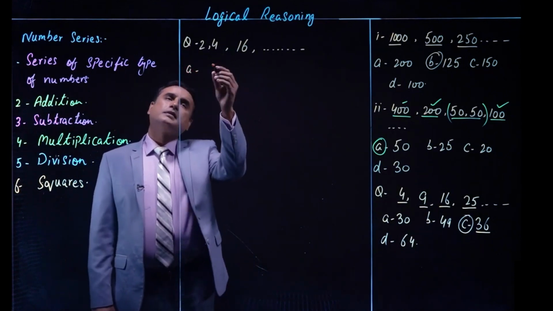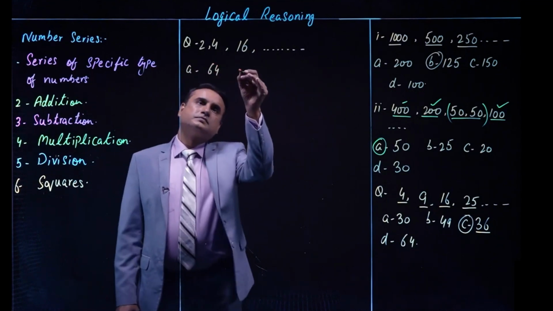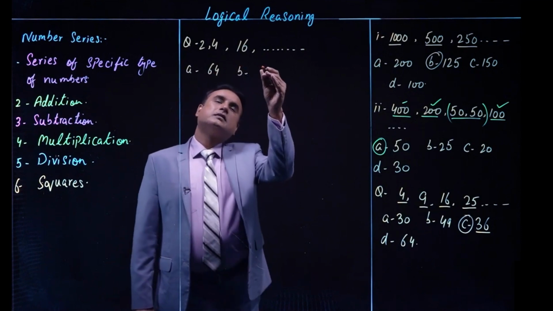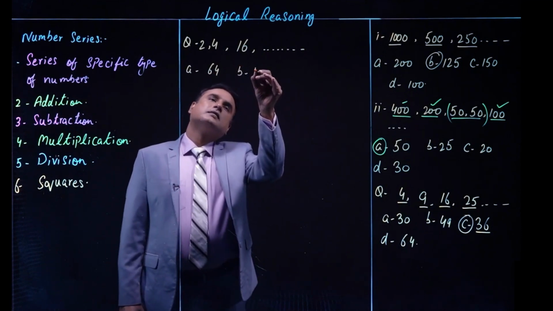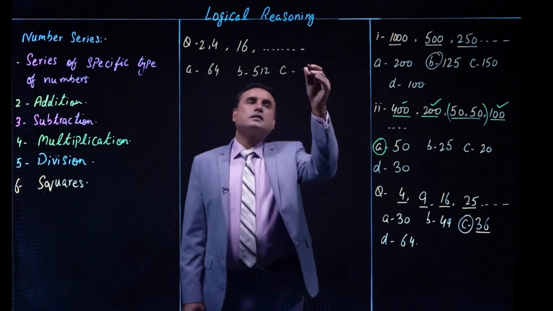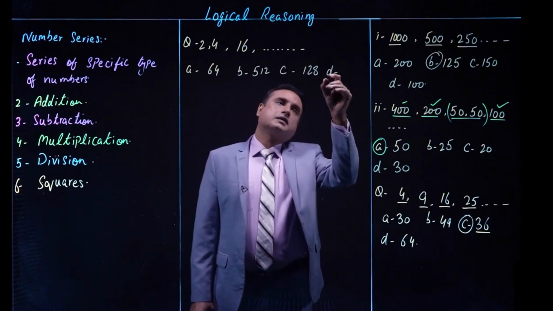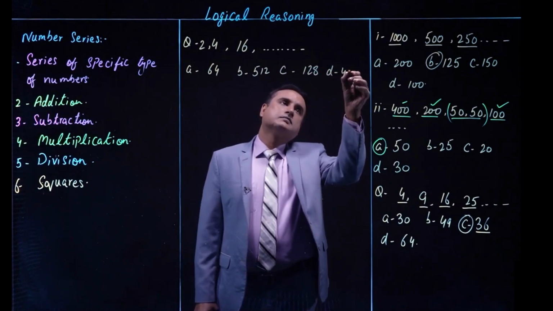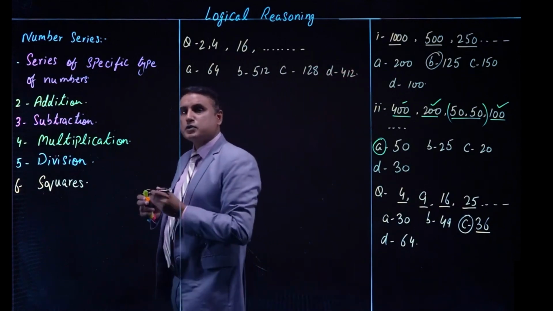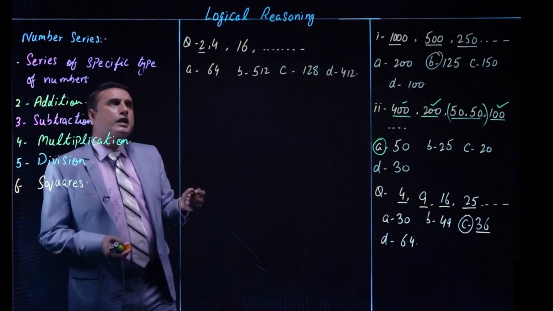Option alpha is 64, beta is 512, Charlie is 128, and delta is 412. So what we are doing is, we take the square of the first number, the square of 2.